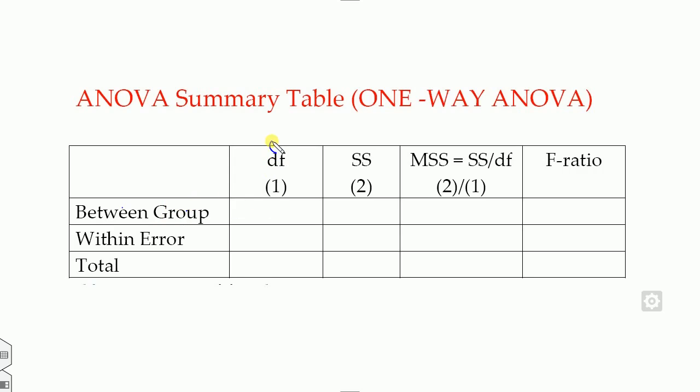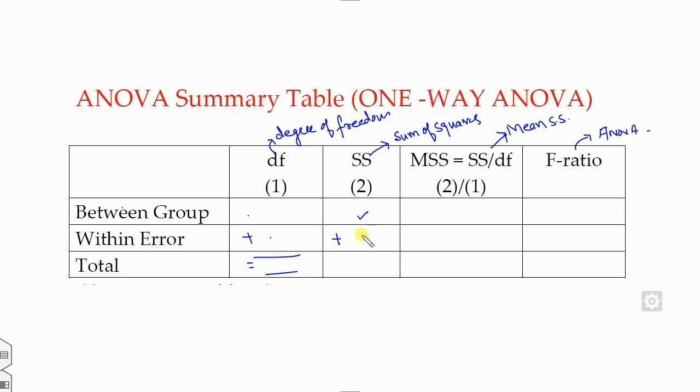DF is called the degrees of freedom, if you remember the last lecture. SS is called the sum of squares, and MSS is called the mean sum of squares. The F ratio is also called the F or ANOVA value. Always remember that this is the total, so this plus this is always this one. Similarly, this plus this is always this one.